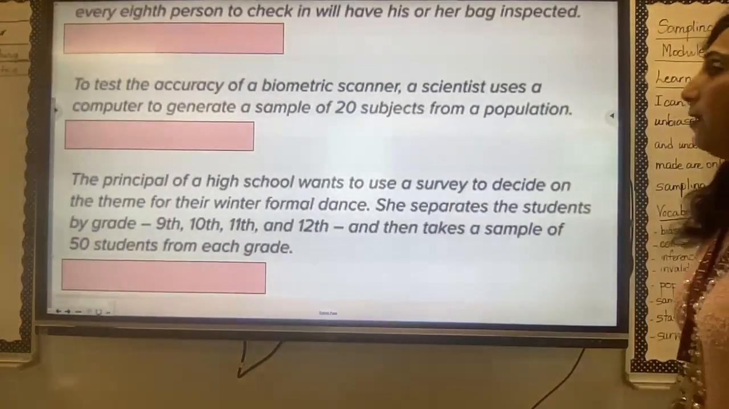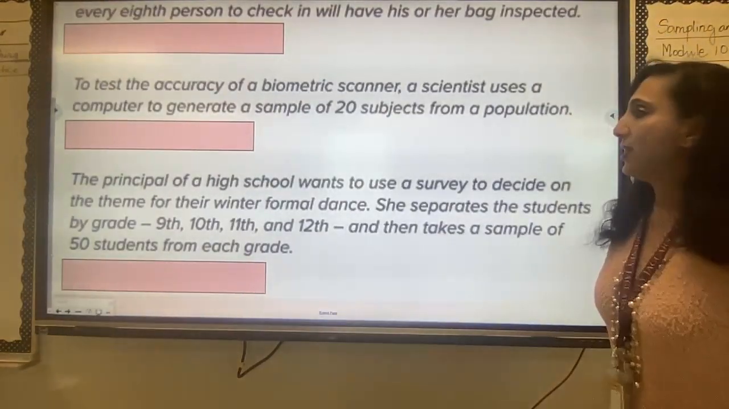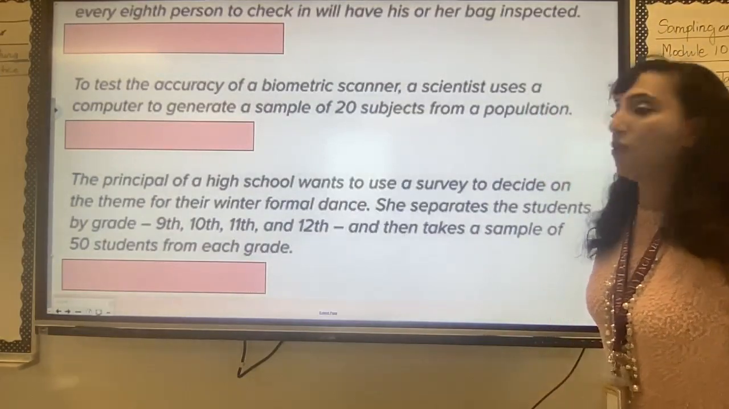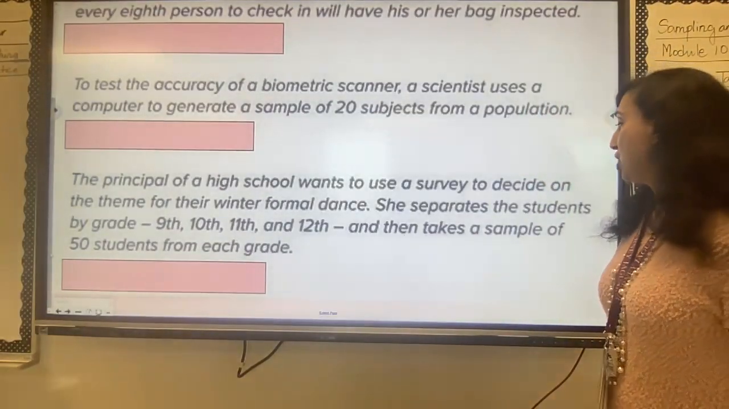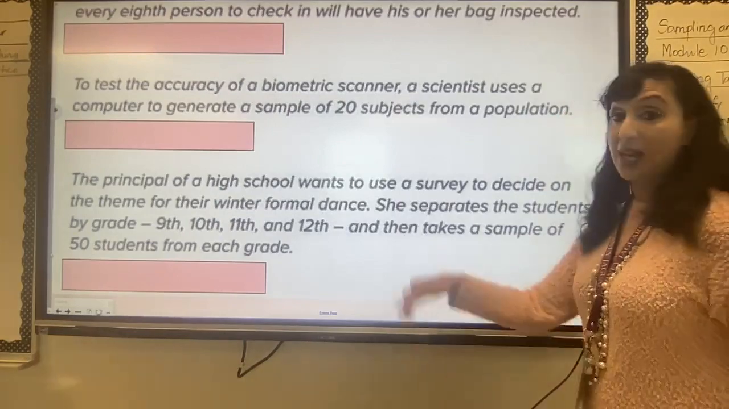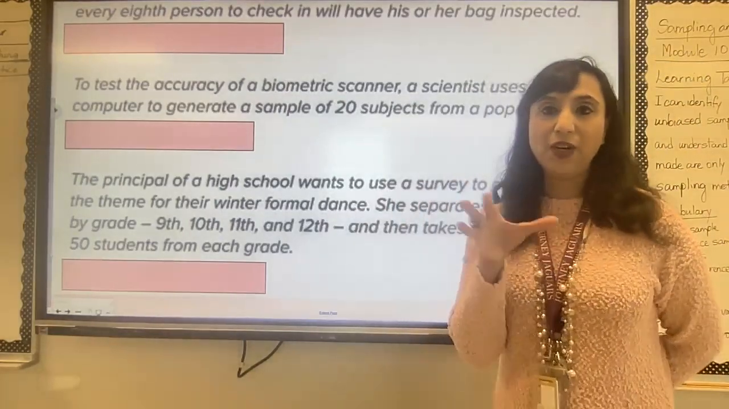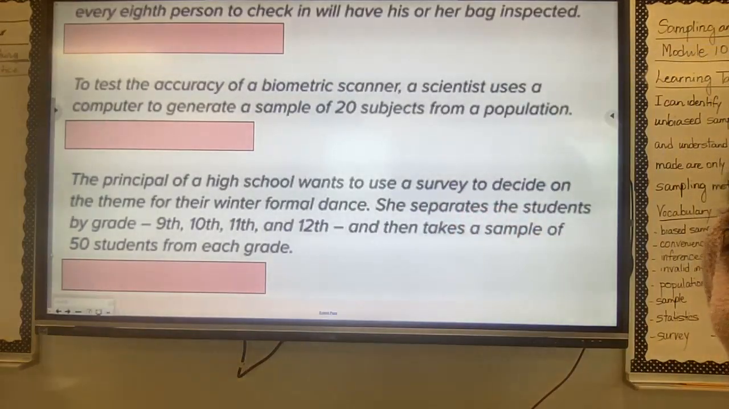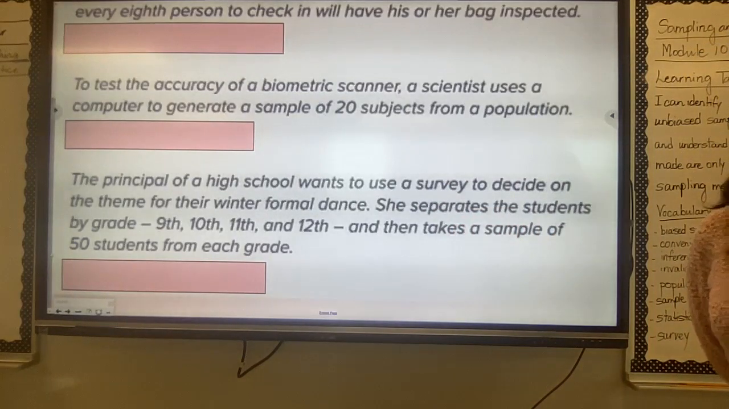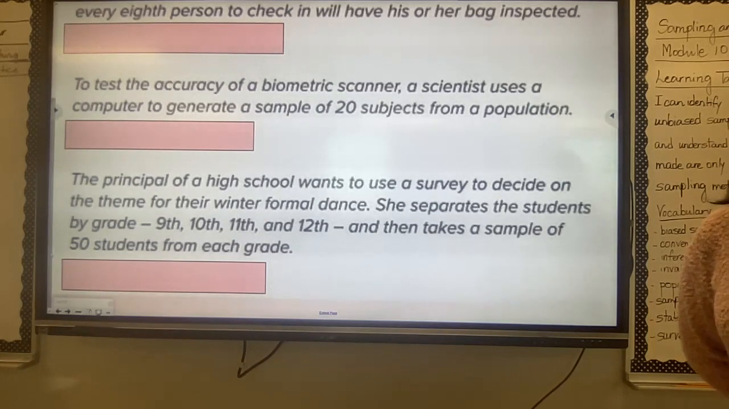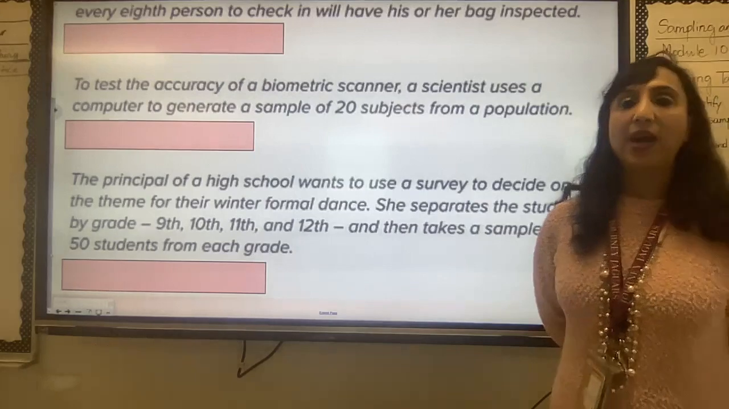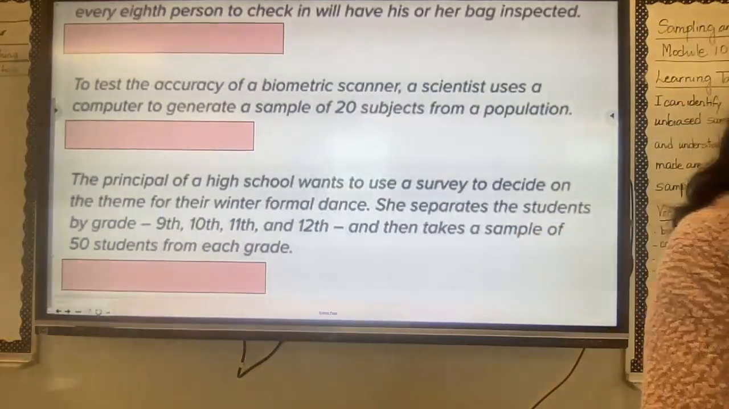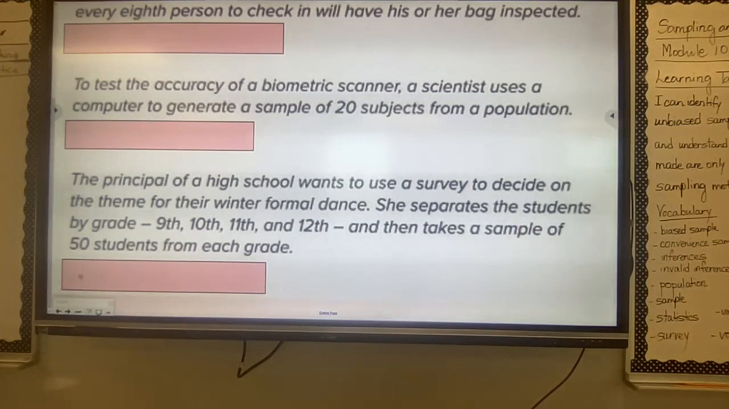The principal of a high school wants to use a survey to decide on the theme for their winter formal dance. She separates the students by grade. So these are separated now into different groups, 9th, 10th, 11th, and 12th, and then she takes a sample of 50 students from each grade. Because of the grouping and being separated like that into groups, this is definitely going to be a stratified random sample. So these are examples of the different types of samples that we have.